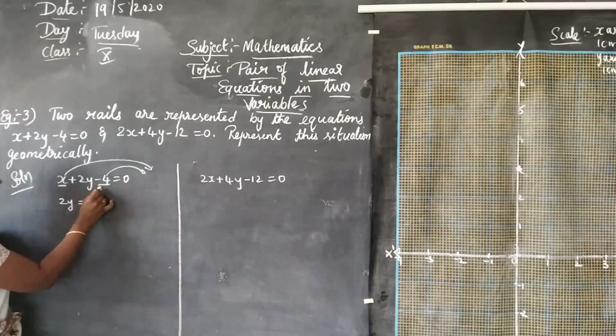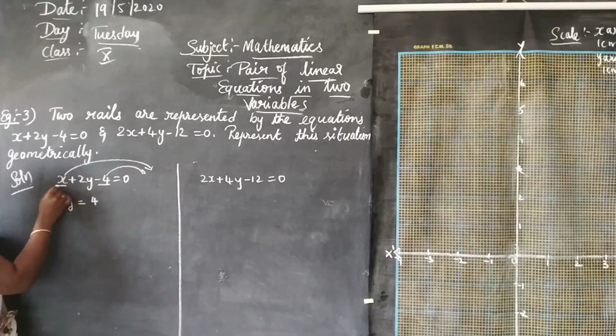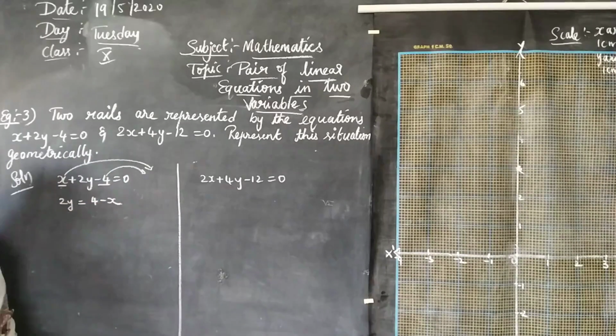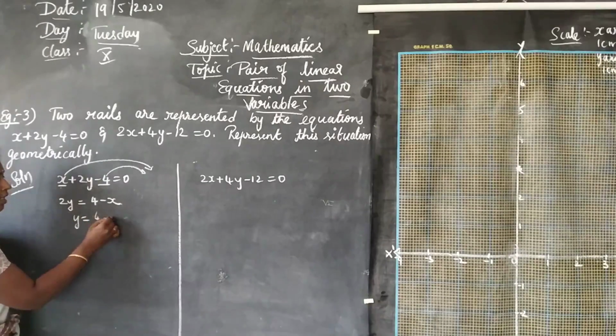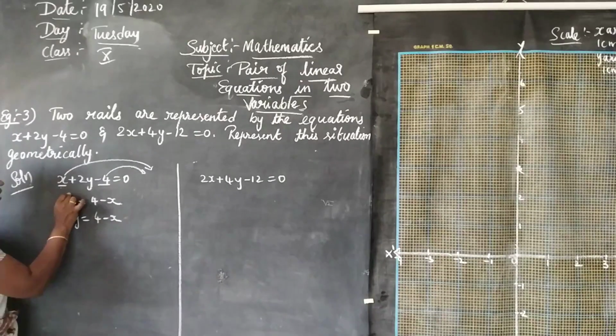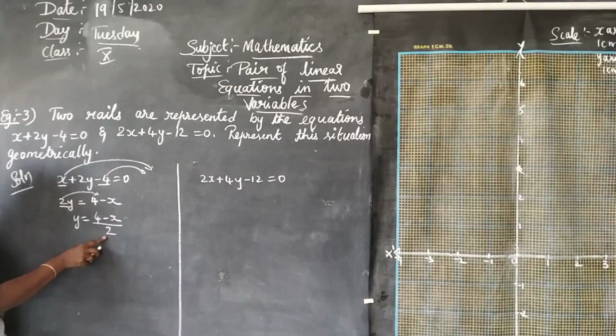What happens, children, if I transfer minus x to the right hand side? It becomes plus. Minus 4 to the right hand side becomes plus 4. Plus x, if I transfer to the right hand side, becomes minus x. Now 2y is equal to 4 minus x, and this 2, which is in multiplication form, if I transfer, comes to the denominator, that is, division by 2. So my equation is now y is equal to (4 minus x) divided by 2.